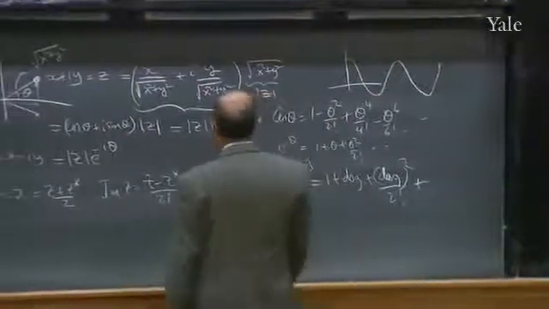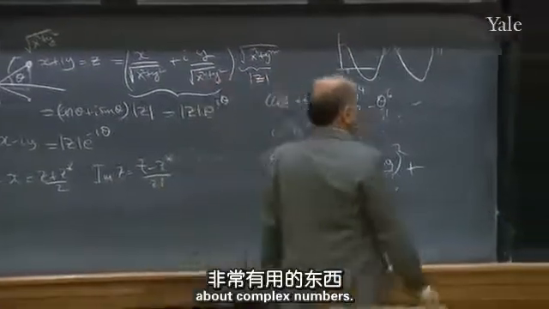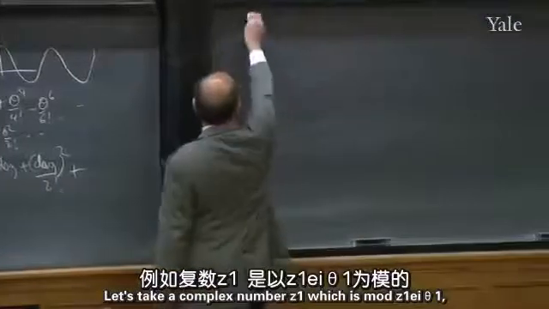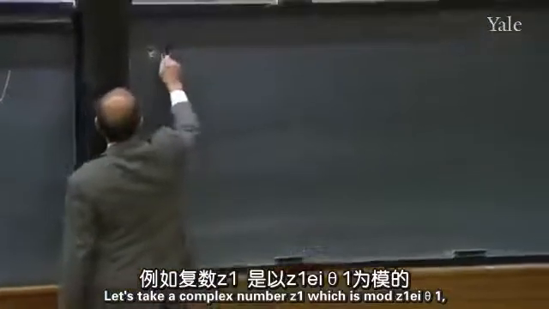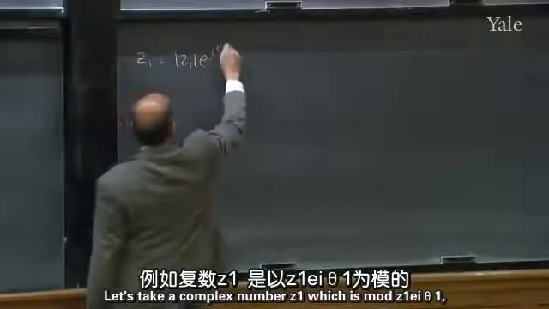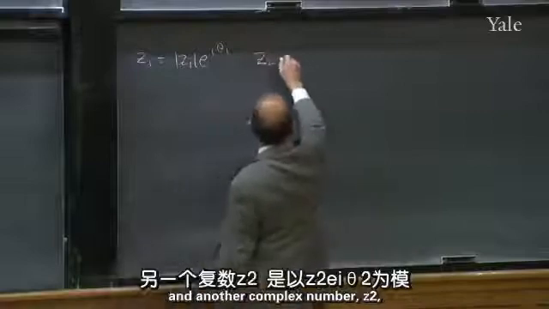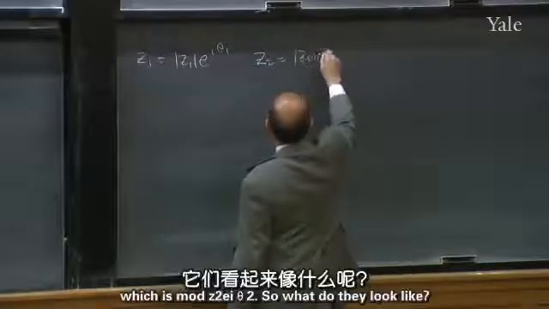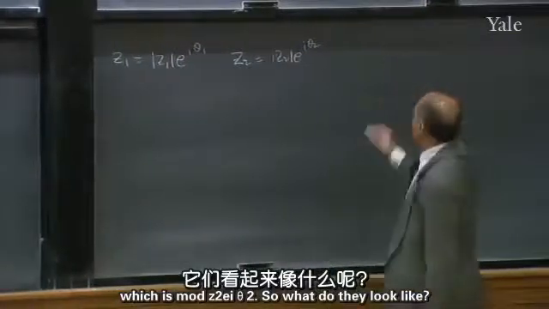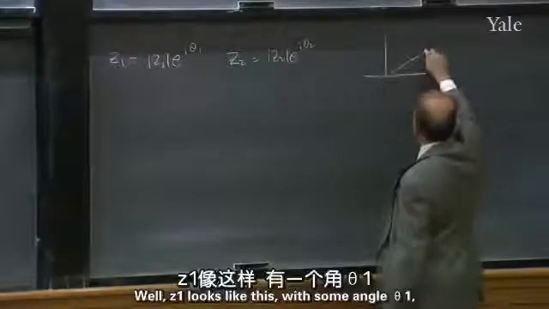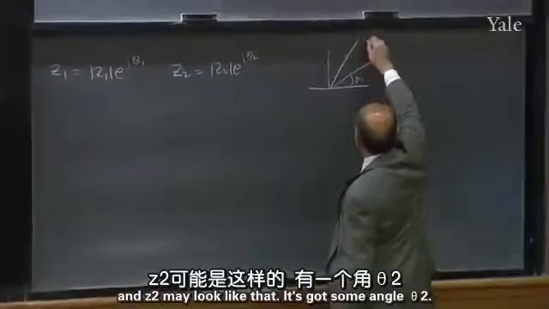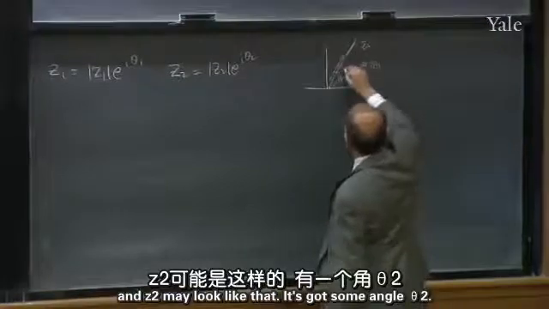Here's something very useful about complex numbers. Let's take a complex number z1, which is mod z1 e to the i theta 1, and another complex number z2, which is mod z2 e to the i theta 2. So what do they look like? Well, z1 looks like this at some angle theta 1. z2 may look like that. It's got some angle theta 2.